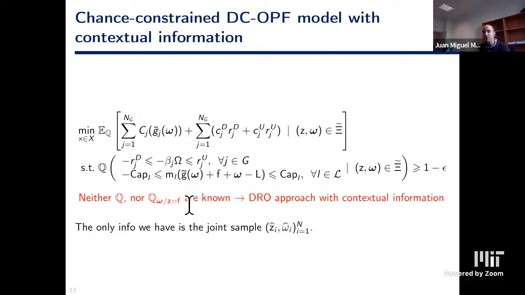So the only info we have, again, is the joint sample set of forecast and forecast error, F hat i and omega hat i. So we are going to use the distributionally robust approach I presented before to cope with this issue.